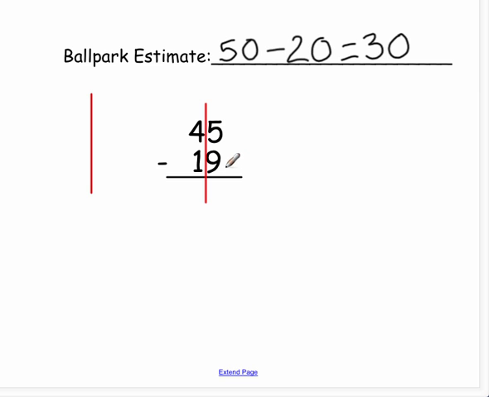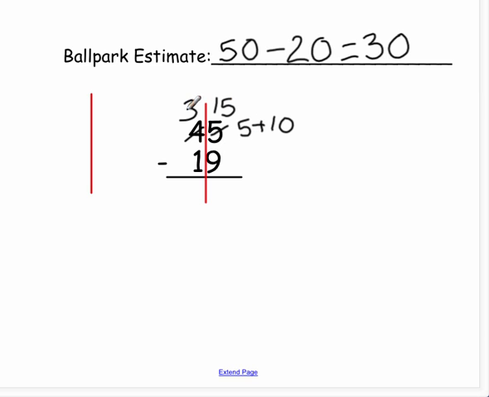5 minus 9, I cannot do this, so I go next door. I can do 4 minus 1, so I can make a trade. I'm going to take 1 away from 4 and turn it into a 3. That 10 now becomes 10 more for the ones, so it's going to be 5 that were already there, plus the 10 I'm giving it, means the 5 can turn into 15.